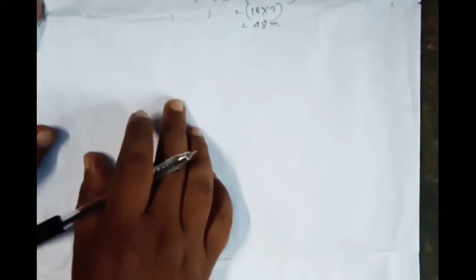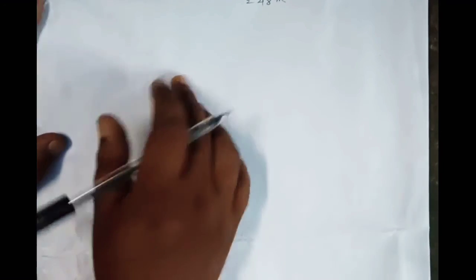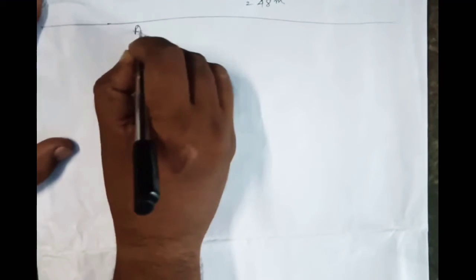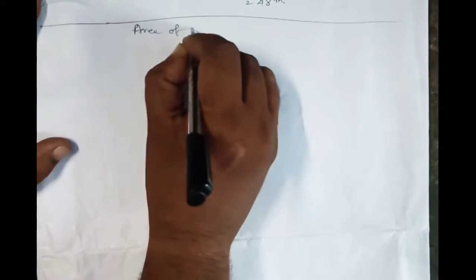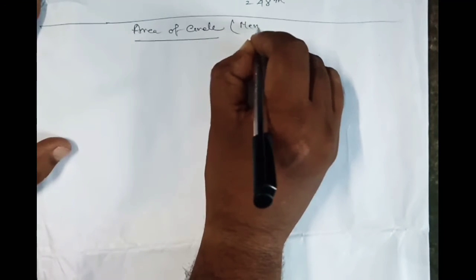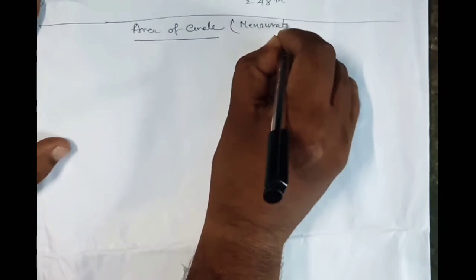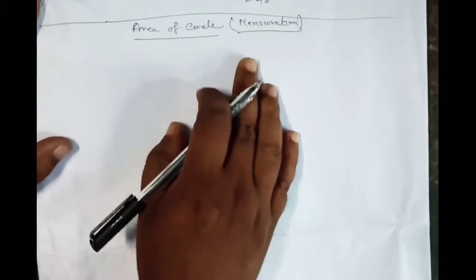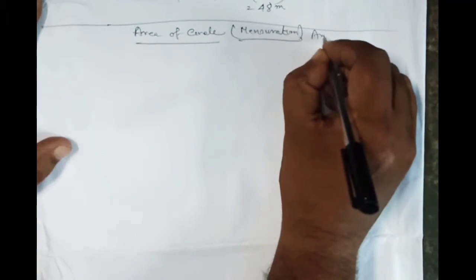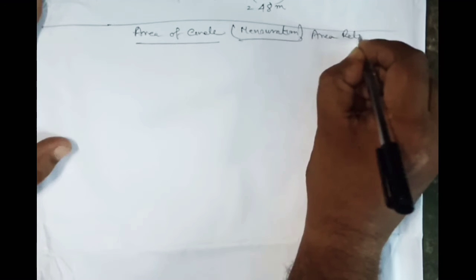Next we are going to learn about area of circle. Area of circle. This is from mensuration. From the mensuration chapter, area of circle, or it can be written as area related to circle.